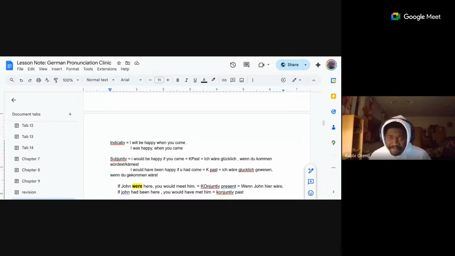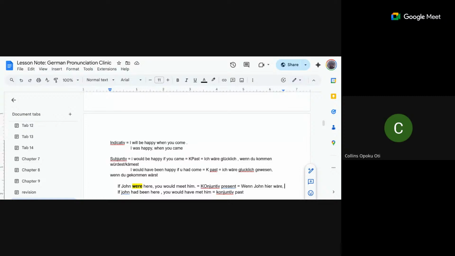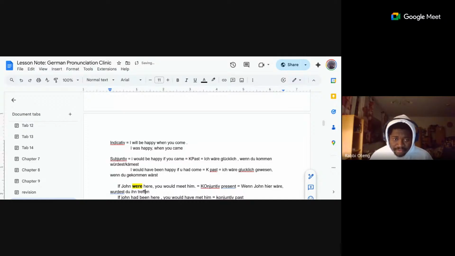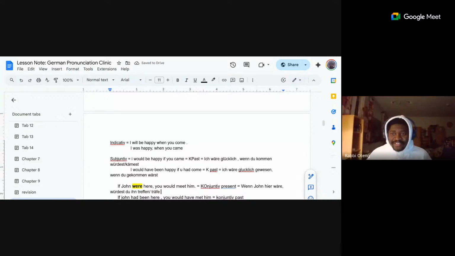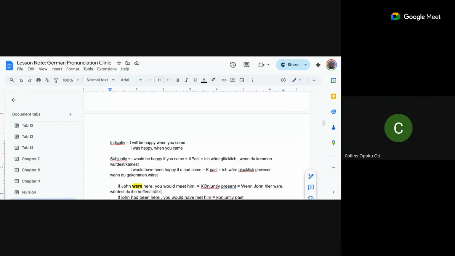Wenn John hier wäre, würdest du ihn treffen, oder träfest. Traf is for the past tense, so the conjunctive is träfe, T-R-A umlaut F-E. The original conjunctive is treffe. It sounds like treffe, but because of the umlaut it changes. Yeah, klar.